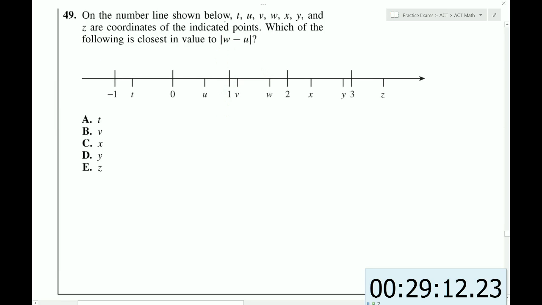On the number line shown below, which of the following is closest in value to the distance between W and U? So here's W, and here's U. So what is that length? That length is approximately 1 unit. It's approximately V length from 0, right?